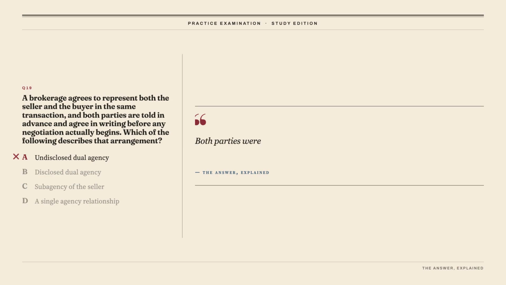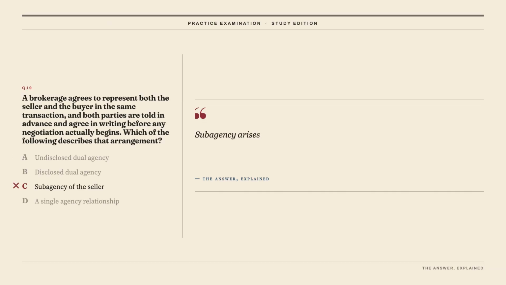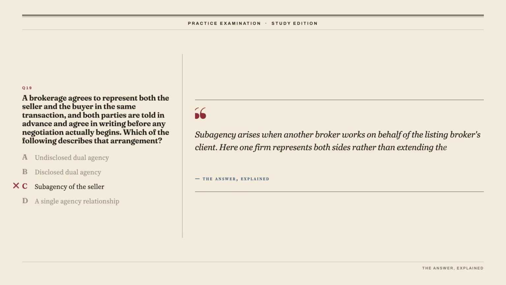A is wrong because both parties were told before negotiation began. The vice in undisclosed dual agency is that a party never learns the licensee also serves the other side. C is wrong because subagency arises when another broker works on behalf of the listing broker's client. Here one firm represents both sides rather than extending the seller's representation.